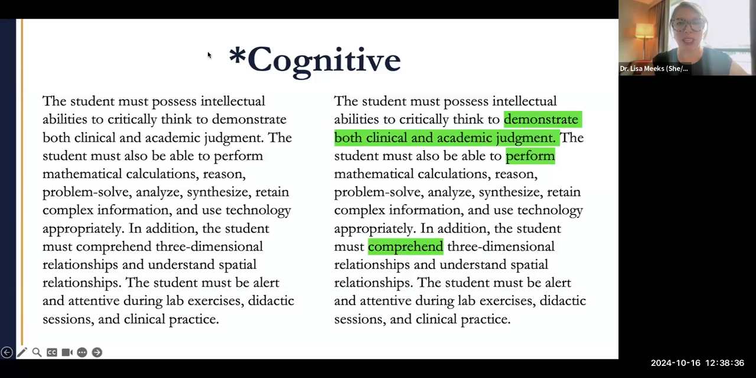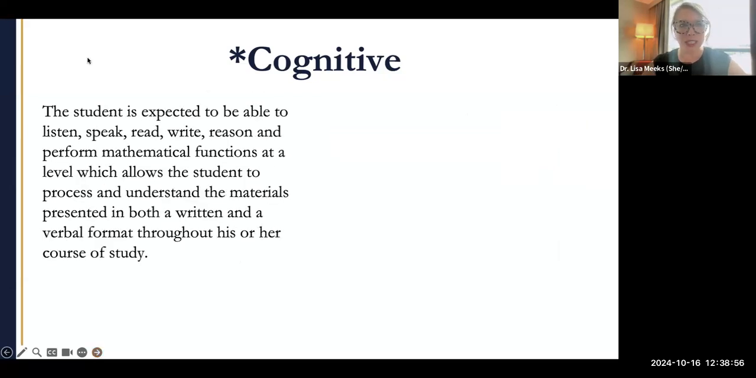So here's what our team pulled out. Demonstrate. So demonstrate, didn't say how, demonstrate. Perform, didn't say how, perform. Comprehend, didn't say how, just comprehend. So those are a few examples. All right, let's look at the opposite type of example.